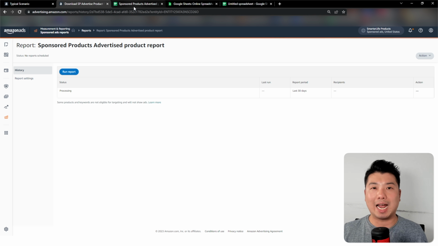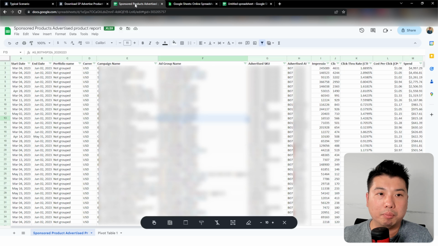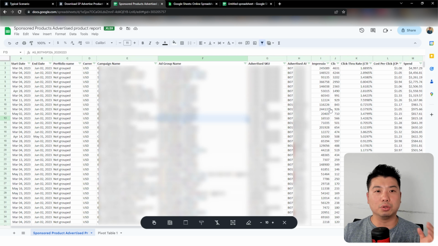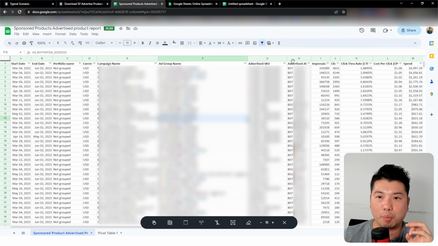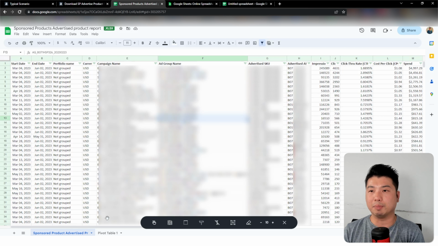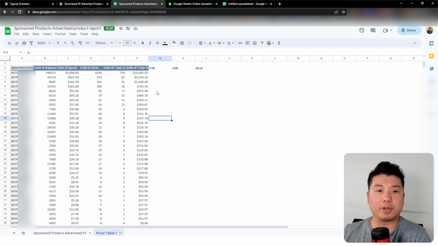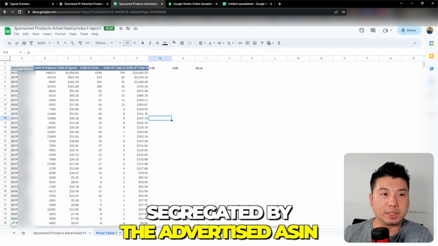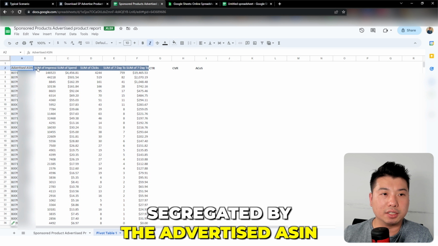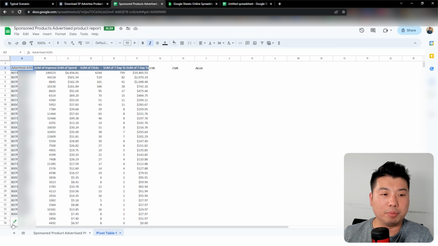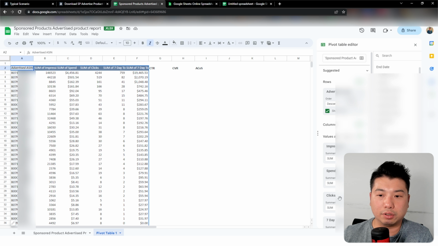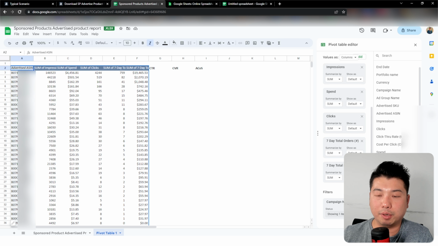I already have it pre-downloaded here. So you can see it's the actual report right here. It shows you by campaign and also reported by the specific ASIN. So here you're just going to create a pivot table and do some analysis. Okay, so you can see this particular pivot table for my sponsored product advertised product report. I've segregated by the advertised ASIN, right? And I also make sure that I filter for the related campaigns of the parent and child listing that I want to analyze.